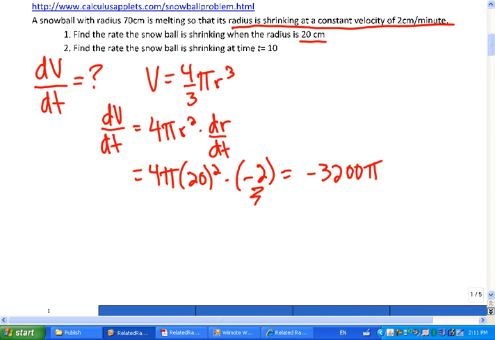Okay, the second question says, what if we want to know the rate at time 10? So 10 minutes. How do we figure out this relationship? Our formula is based on the radius. I'm looking for the change in volume. That I've been given, but in this question now I haven't been told what the radius is, I've been told what time. Can everybody figure out how to do that?